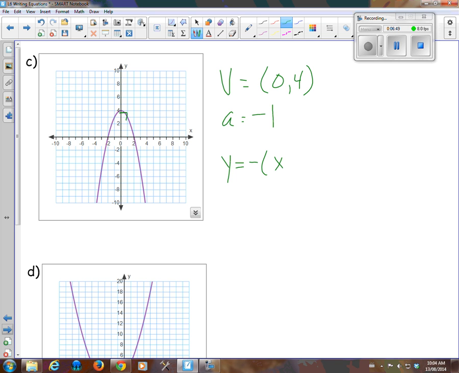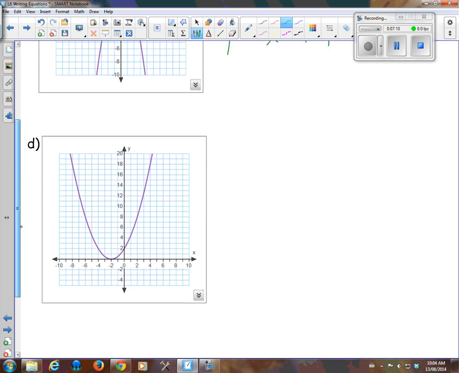Bracket x minus 0. Oh wait, I remember that we don't want to write more than we have to, so I don't need the 0. It's not going to change anything. If I don't have the 0, then I don't need the bracket. Squared plus my k number, which is 4. There we go.